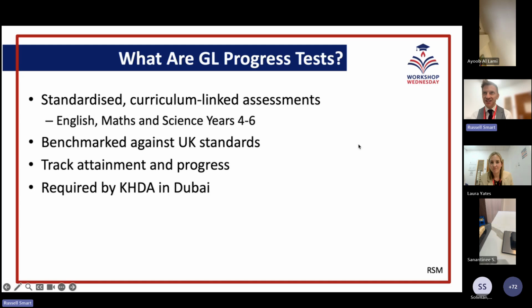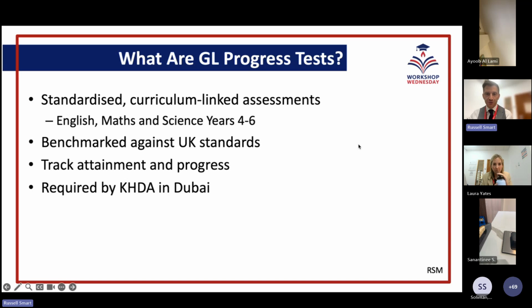Okay, so GL progress test. If you're in year 5 and 6 as a parent, your child would have sat these last year as well, but they're introduced in year 4, and they are a requirement from KHDA that we do these assessments, and they cover English, maths, and science. And Laura and I will break down for you in a moment the specifics of each of those assessments. They are benchmarked against UK standards. They're a UK test that we are required to do.